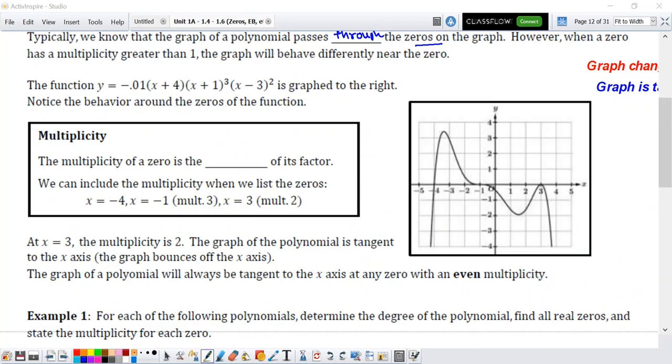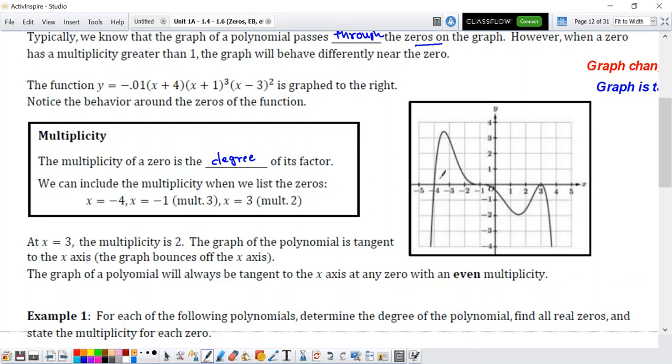So let's take a look at this polynomial. For example, negative 0.01 times (x plus 4) times (x plus 1) to the third power times (x minus 3) to the second, and this is the graph given to you. So clearly we can see that the multiplicity of a zero is the degree. Degree means the highest exponent of the factor.